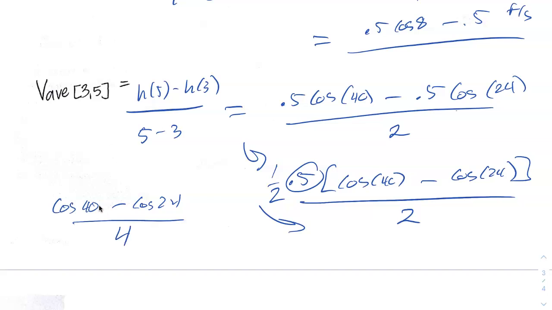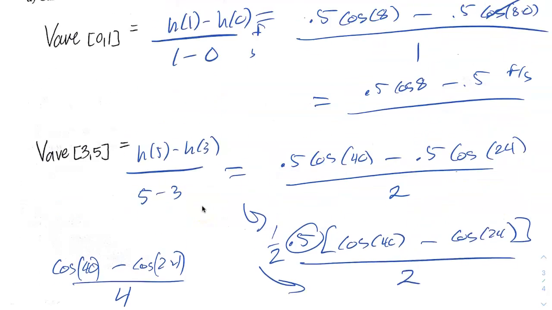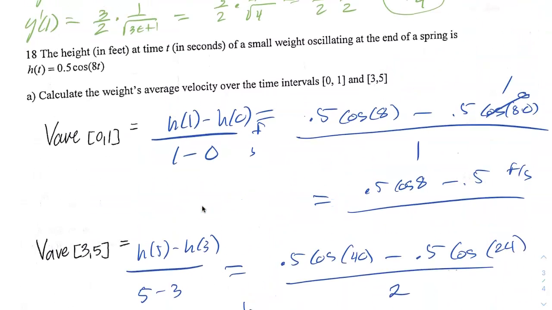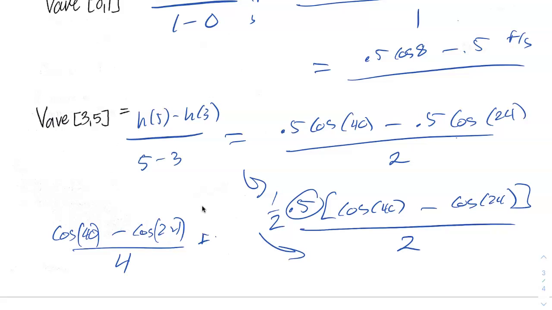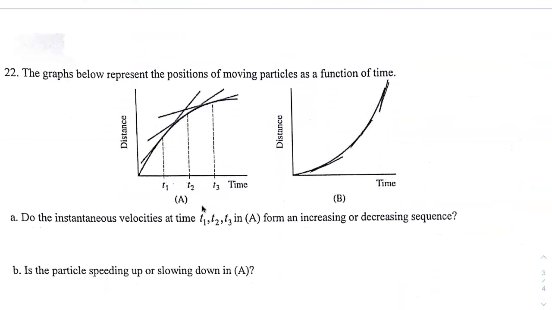That's as far as you go. You can't do anything else. Remember, the 4 and the 40 don't cancel out. This is stuck. Same thing here. So that's all you could do. Units again will be feet per second, like we had last time. So there we go. Okay.